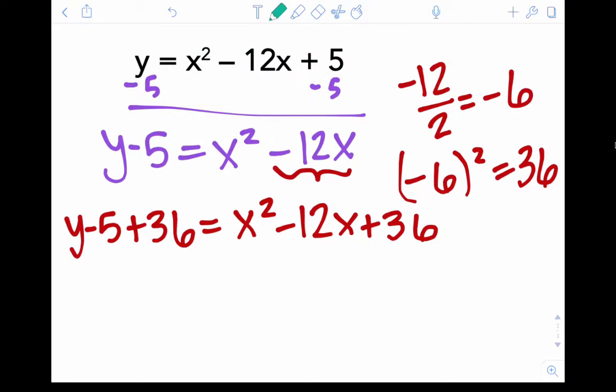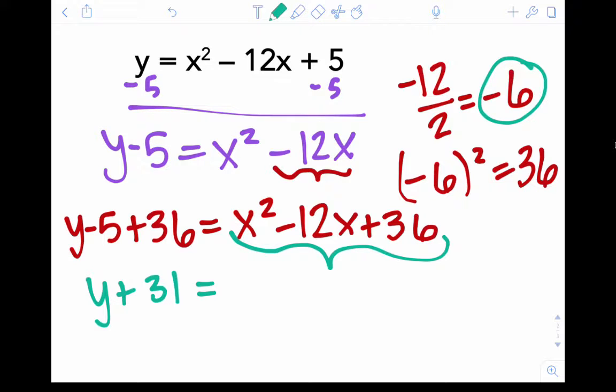Now my next step is to write this as a squared expression, so I need to write that binomial. The left side of this I can go ahead and simplify to y plus 31. Now the right, I need to take this perfect square trinomial and write it into that binomial that's squared so that it is in vertex form. I'm going to do that by using this number right here. So this becomes x minus 6 squared.